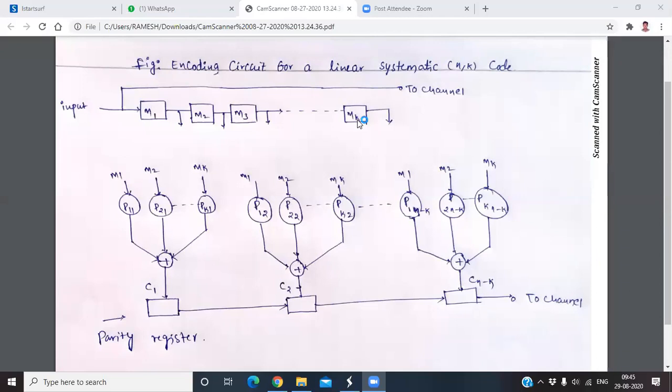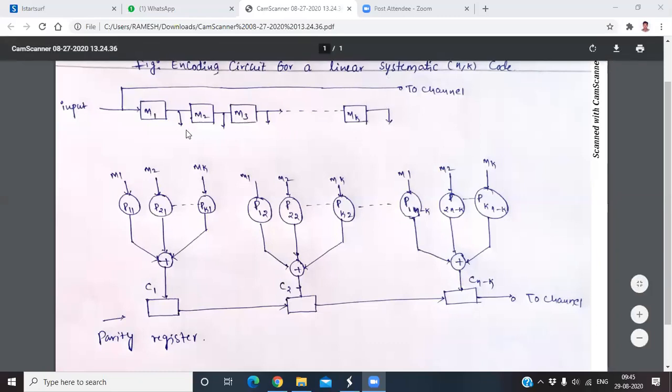So if you start from M0, total message bits are K. That means we can write 0 to K-1. Following or not? Suppose 4 message bits, we can write 1 to 4 or you can write 0 to 3. So here 0 to K-1 or 1 to K. You can take either M0, M1, M2, M3 up to M(K-1), or you can take M1, M2, M3 up to MK.